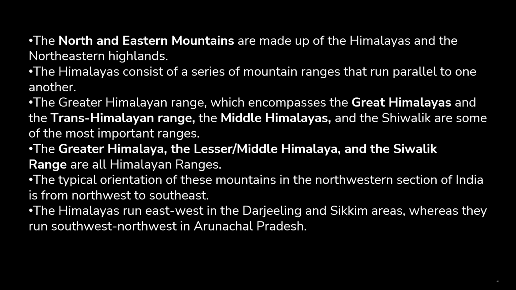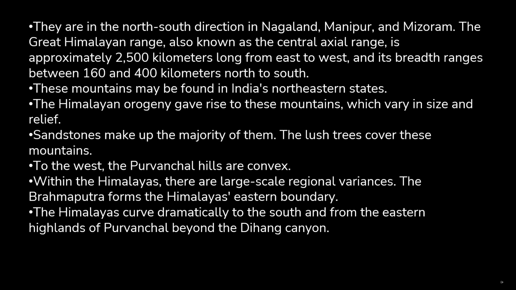The Greater Himalaya, the Lesser or Middle Himalaya, and the Siwalik Range are all Himalayan ranges. The typical orientation of these mountains in the northwestern section of India is from northwest to southeast. The Himalayas run east-west in the Darjeeling and Sikkim areas, whereas they run southwest-northeast in Arunachal Pradesh. They are in the north-south direction in Nagaland, Manipur, and Mizoram. The Great Himalayan Range, also known as the Central Axial Range, is approximately 2,500 km long from east to west, and its breadth ranges between 160 and 400 km north to south.